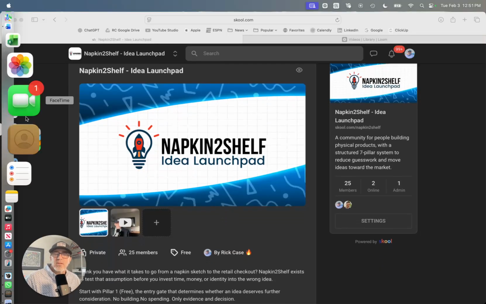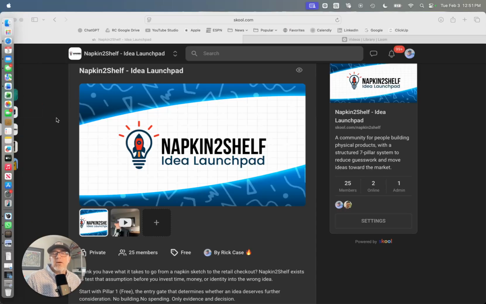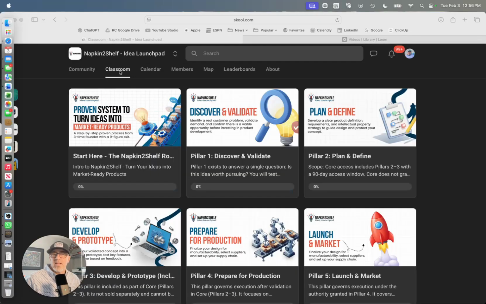We start with Pillar 1, which is the entry gate that determines whether an idea deserves further consideration. There's no building, there's no spending, only evidence and a decision. So come into the classroom, come over here to Pillar 1, discover and validate.